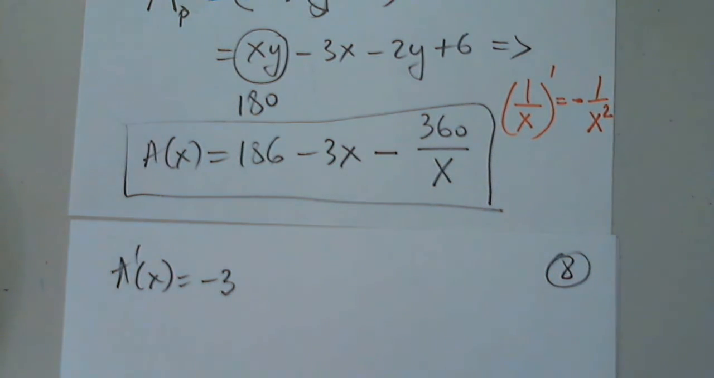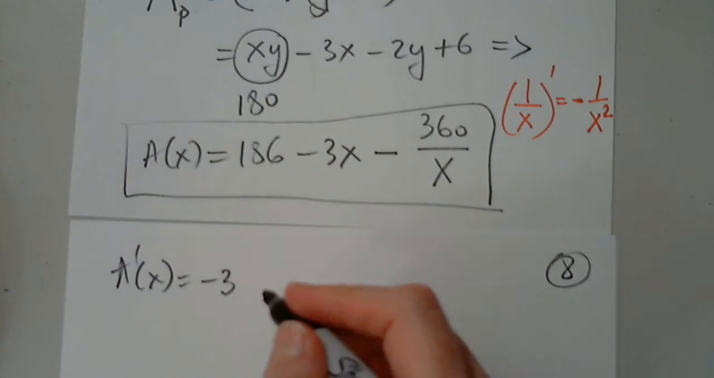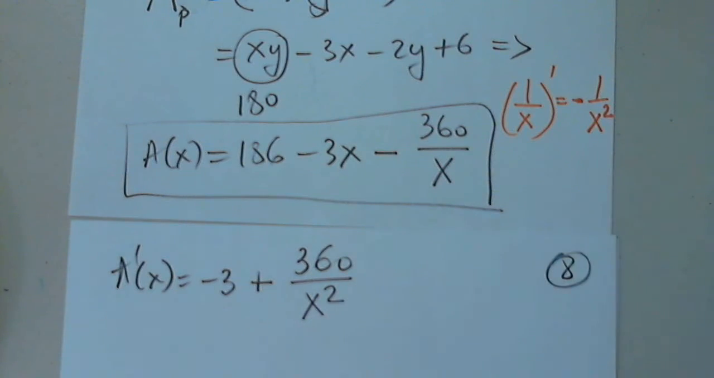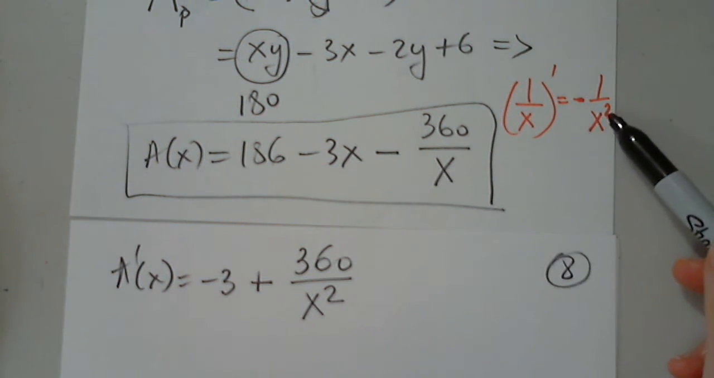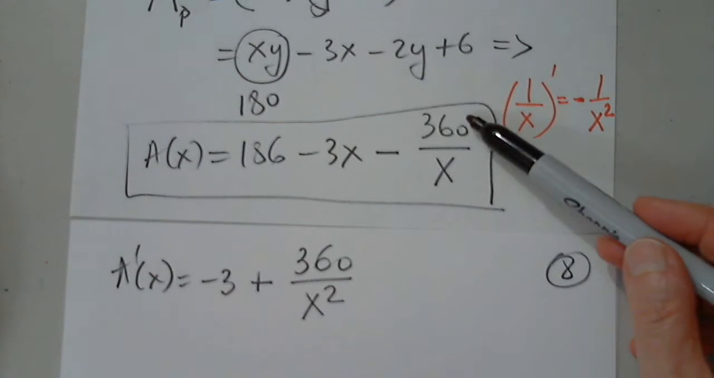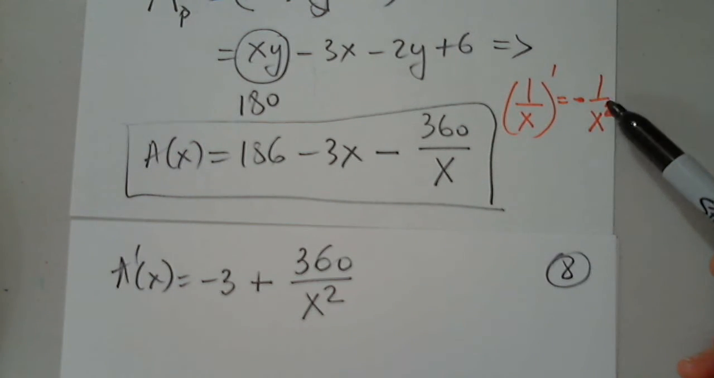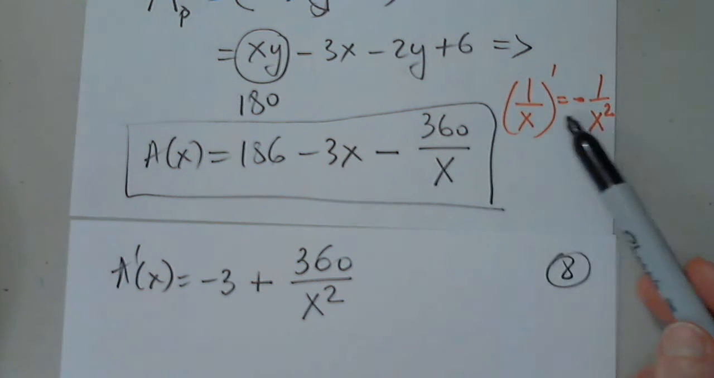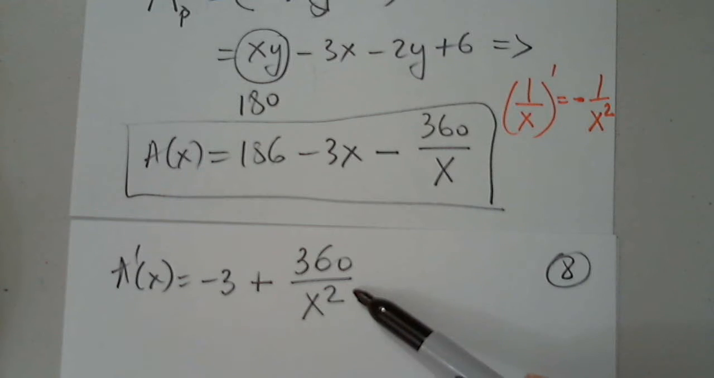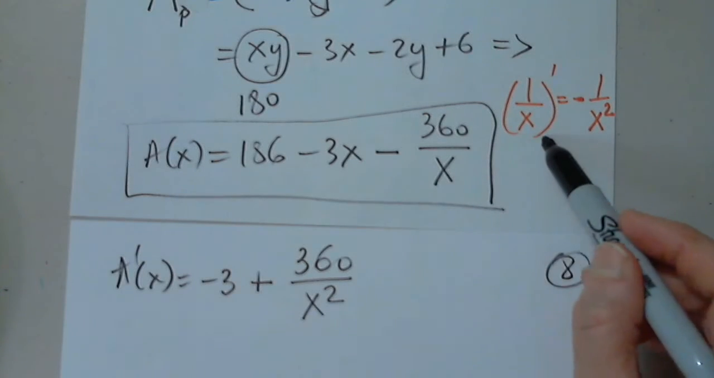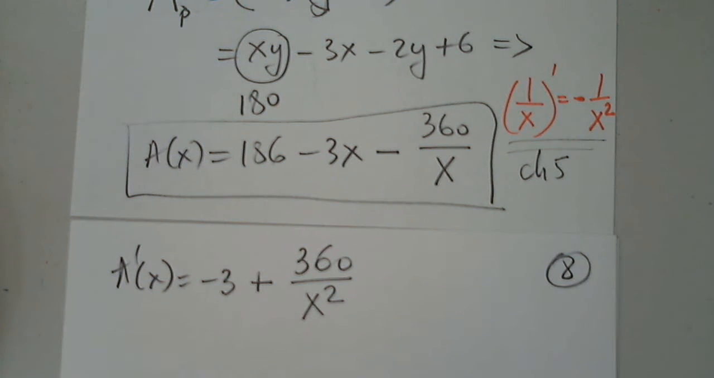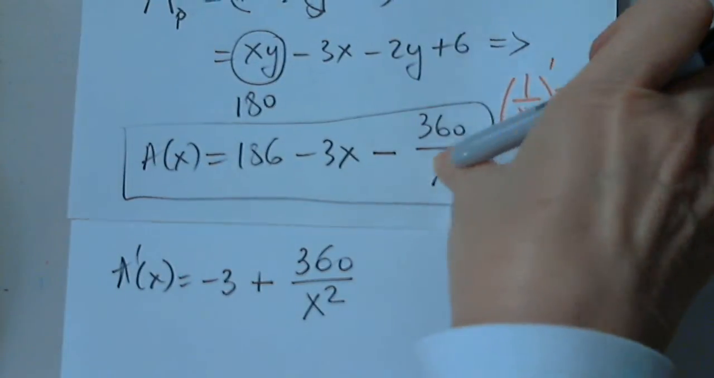-1 over x squared. Yep. So this will be plus 360 over x squared. So the -360 stays in front of this. But when you differentiate 1 over x, you get -1 over x squared. So the negative with the negative will go away. So all you have is 360 over x squared. It's very important to remember this formula. We need it in chapter 5 a lot, and moving forward to Calc 2.